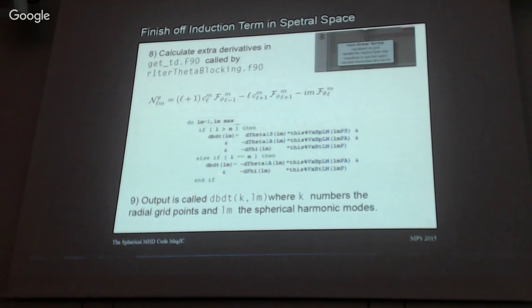I hope you're not asleep by now, but let's go through it once. So this is now the nonlinear term in spectral space that you need for the radial poloidal magnetic equation. We call this dB dt, and it gives the spectral representation for one specific mode and one specific radial grid point.